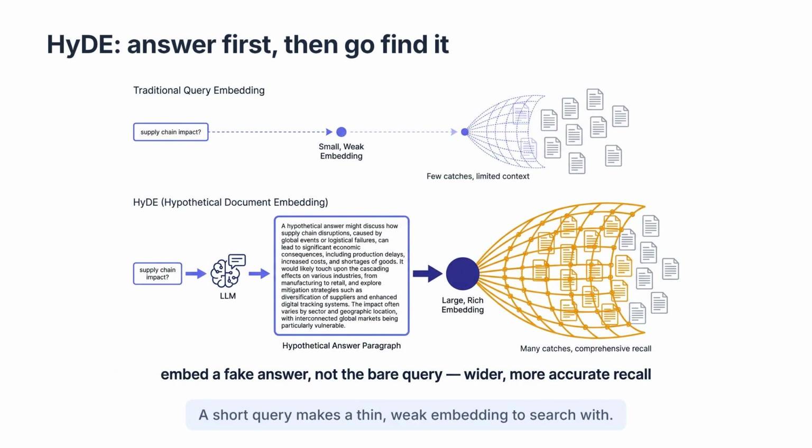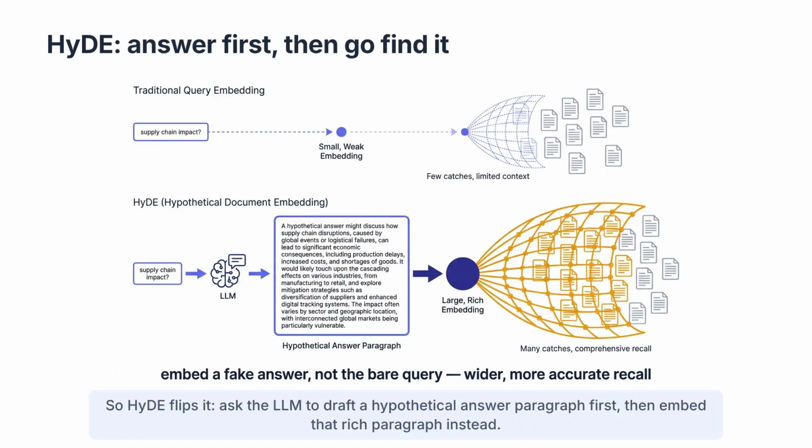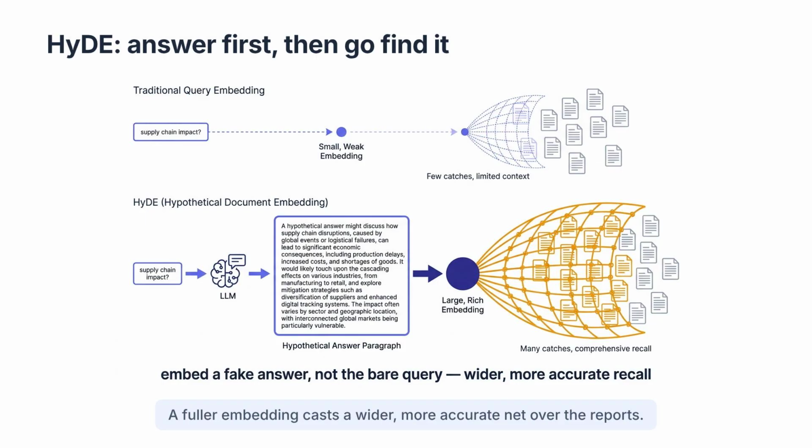Inside the primer hides one of my favorite tricks, HyDE, hypothetical document embeddings. A short query makes a thin, weak embedding to search with. So HyDE flips it, asks the LLM to draft a hypothetical answer paragraph first, then embeds that rich paragraph instead. A fuller embedding casts a wider, more accurate net over the reports. Answer first, fake it, use it to find the real one.